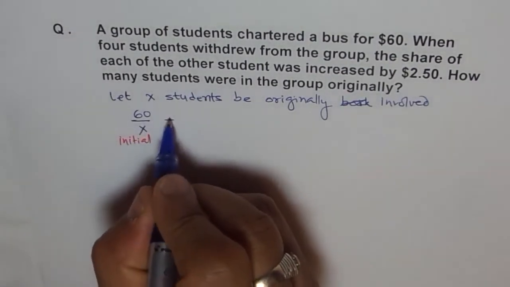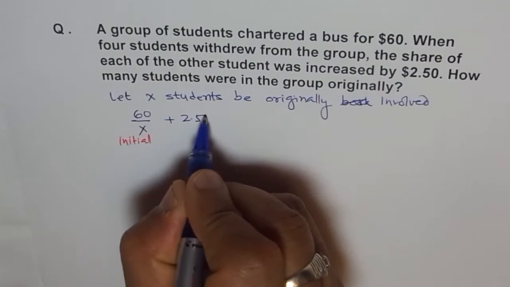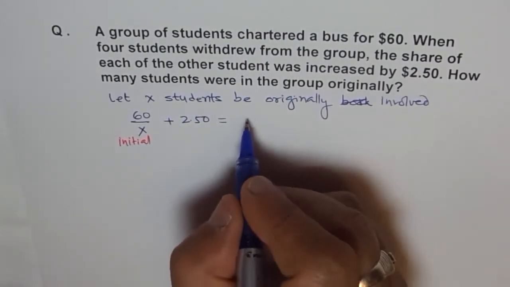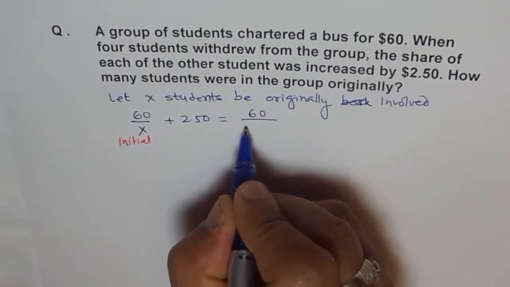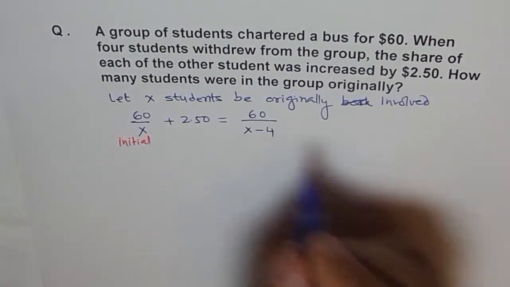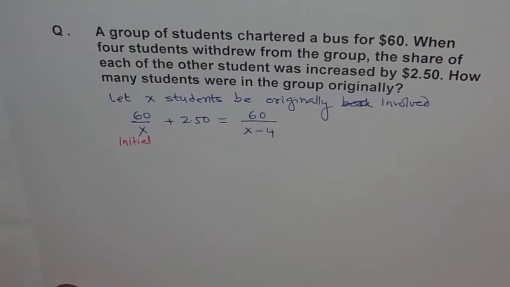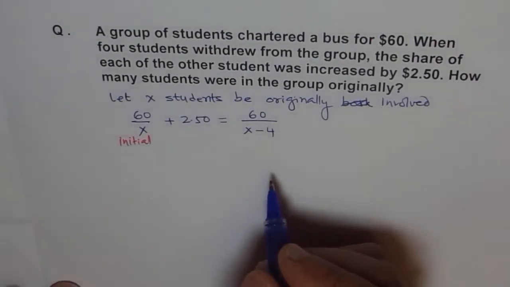So initial plus $2.50 is equal to final. And final is how much? Final is 60 divided by X minus 4, because 4 have left. So only 4 fewer will be sharing the amount, right? So they pay more. Do you understand the equation now? So that is how we can relate our function. The tricky part in word problems is to get the right equation. Once you get the right equation, then it's simpler to solve, right?